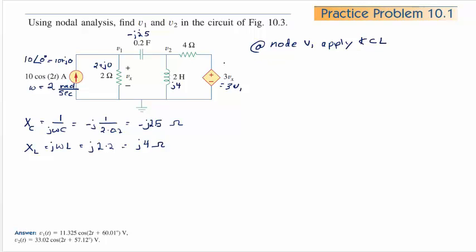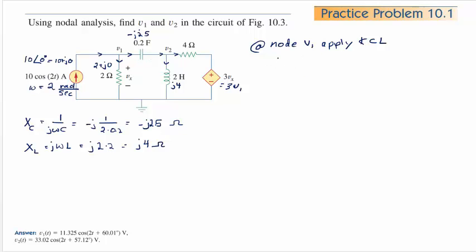So I have current going in right here, current going out right there, current going out right there. But at node 2, current will be going in, and I will make current going out that way, and I will define current going out that way. And if I get a negative answer, I know it really goes the other direction. So I have two nodes.